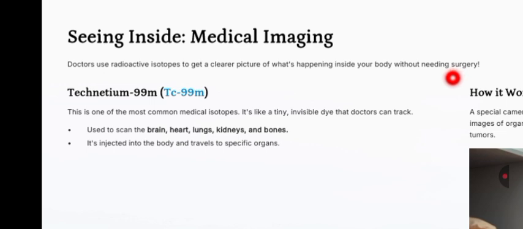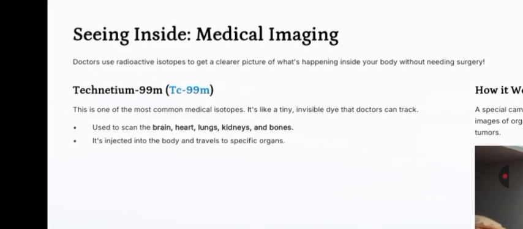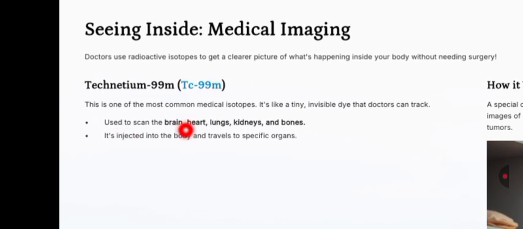Just for the sake of example, we will discuss the radioactive isotope technetium 99. Technetium 99 is one of the most common medical isotopes. It's like a tiny invisible dye that doctors can track. Technetium is used to scan the brain, heart, lungs, kidneys, and bones. It's injected into the body and travels to specific organs.